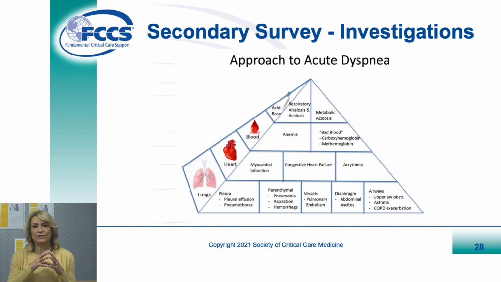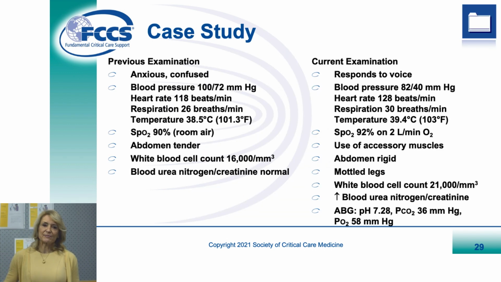And then very important to look at the diaphragm. If it's an elevated hemidiaphragm, that's a clue to an intra-abdominal process going on, such as some kind of abdominal catastrophe or ascites. And then airways. So this is a little gift, the dyspnea pyramid. So back to our patient.